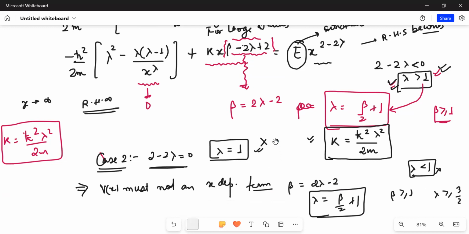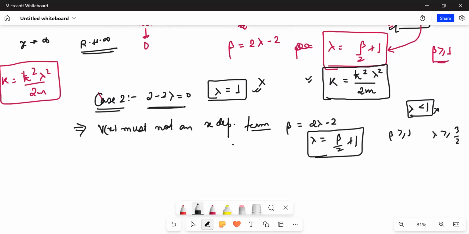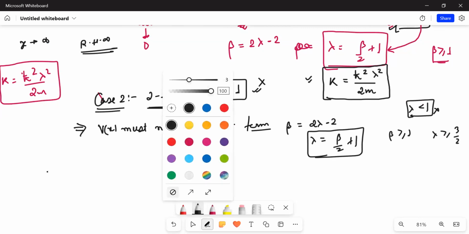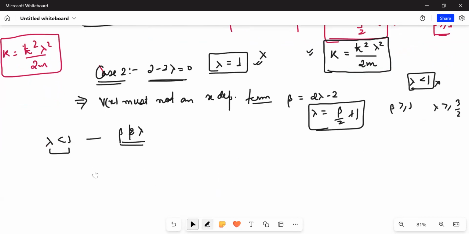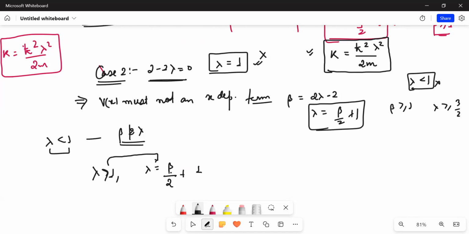So overall, I believe the answer would be that if you take lambda less than 1, then certainly you will not be able to write any relationship between beta and lambda. So the most appropriate option in the exam would be that lambda should be greater than 1, and precisely lambda can be written as beta by 2 plus 1. Certainly this assimilates this case because beta is already greater than or equal to 1. So lambda would be greater than or equal to 3 by 2.